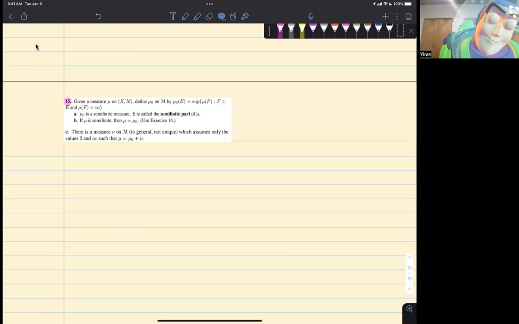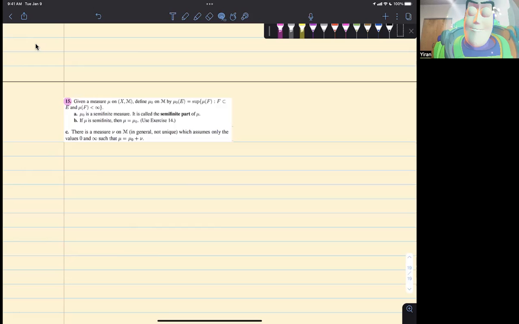It is number 15, chapter 1. So given a measure mu, notice that we're not saying anything about the finiteness of this measure. So mu could be a finite measure, or an infinite measure, or a sigma finite measure. It could be anything. Okay, and then we define mu naught on M, where M is the sigma algebra, by mu naught of E equals the supremum of mu of F, where F is a subset of E and the measure mu of F is strictly smaller than infinity.